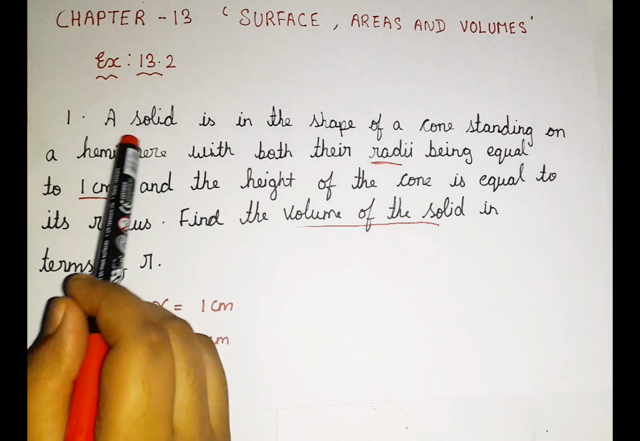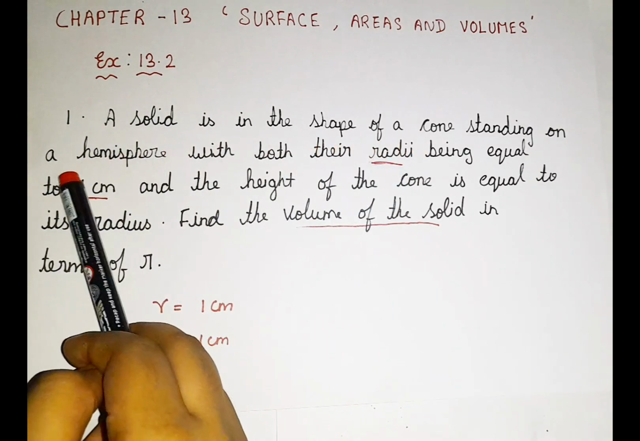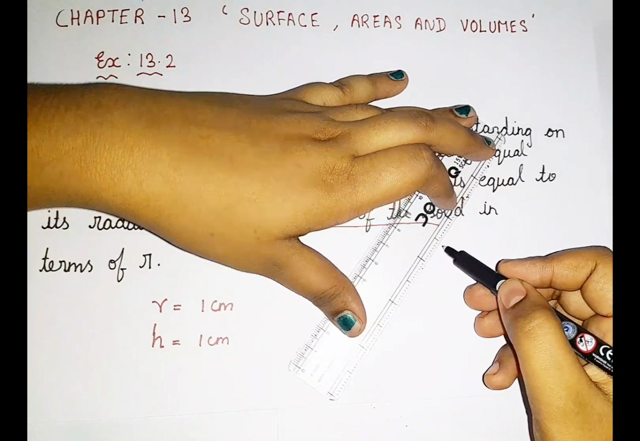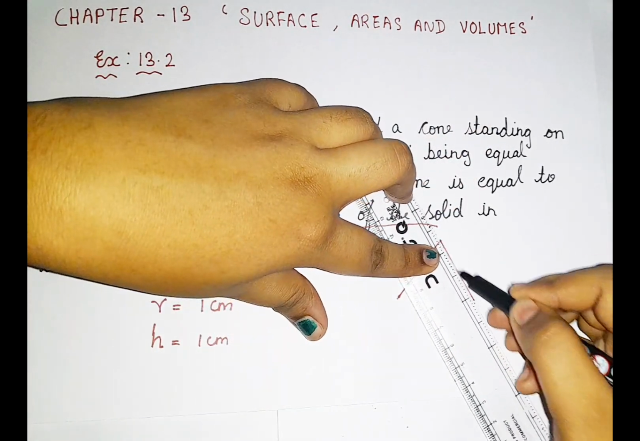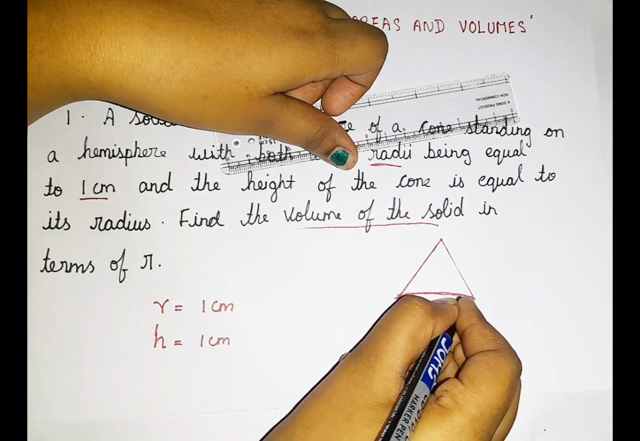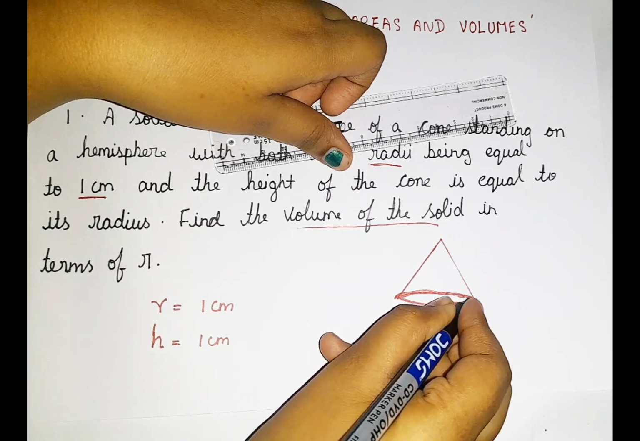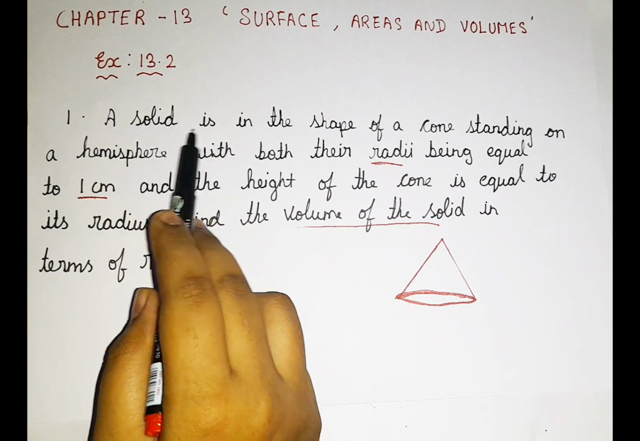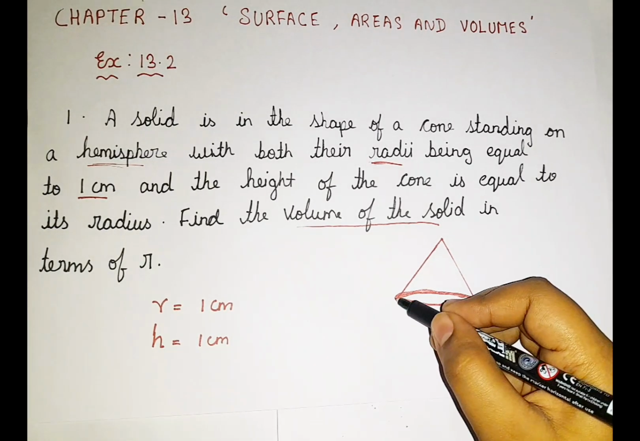According to the question, a solid is in the shape of a cone standing on a hemisphere. So we are supposed to draw a cone which is standing upon a hemisphere. First of all, let us draw a cone. I am going to draw a rough figure. So this is a cone, right? I'll do it a little bit darker. Now you can see this is a cone. The solid is in the shape of a cone standing on a hemisphere, so we are supposed to draw a hemisphere.